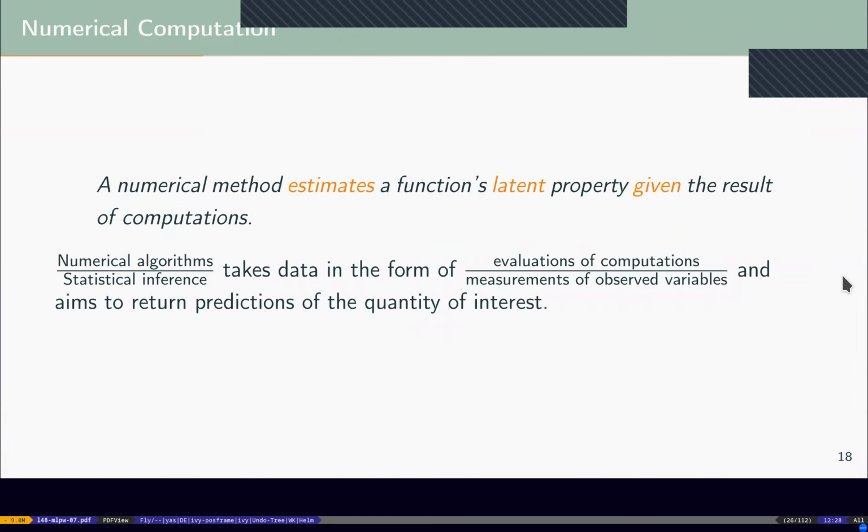Then let's read the bottom one. Statistical inference takes data in the form of measurement of observed variables and aims to return predictions of the quantity of interest. Numerical algorithms do exactly the same, but instead of being measurements of observed variables, the measurements here are evaluations of some computation. So some result I get out. Right?